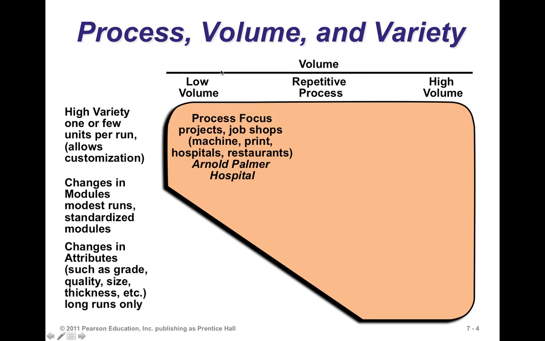At the upper corner, where we have low volume, high variety, we typically would have what we call process focus types of organizations. So a hospital, for example: in one area you could have radiology, in another area you could have general surgery, intensive care, MRI units, and so on. So different parts of the hospital will focus on different processes, and the hospital is configured around those different types of processes.